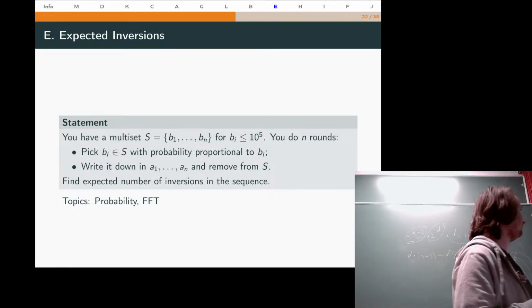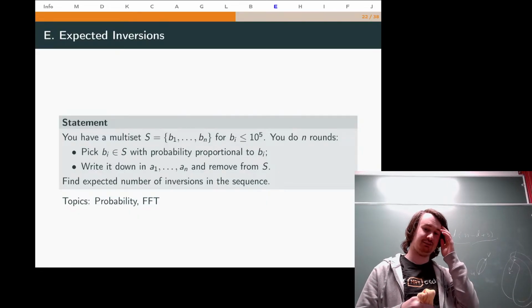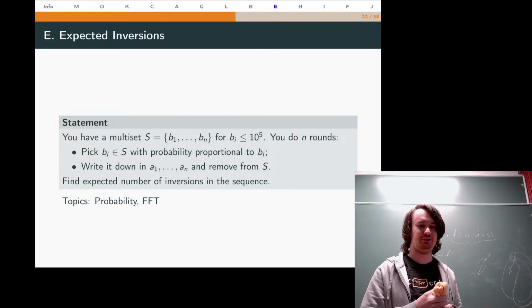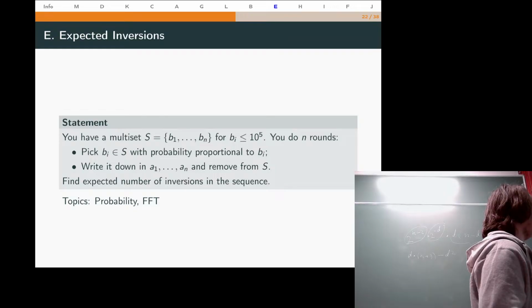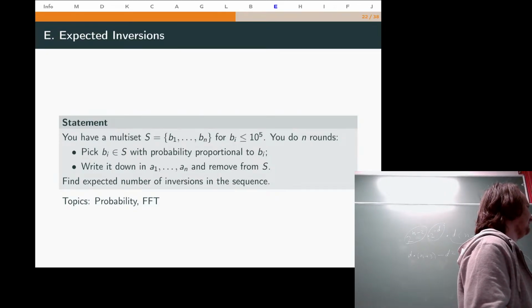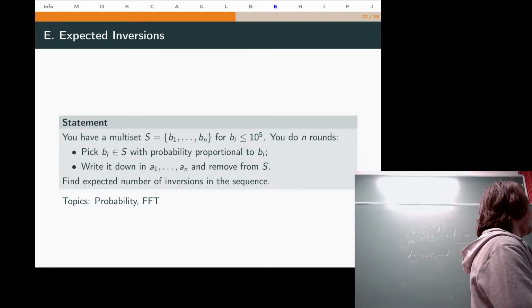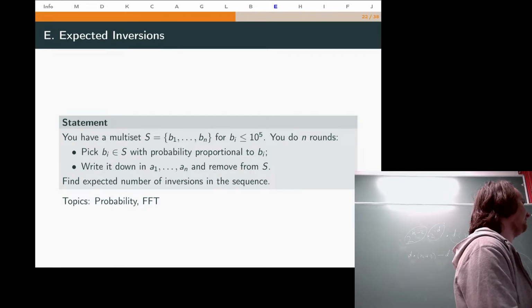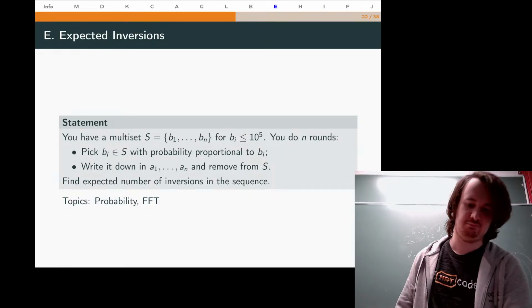So in this problem, we are given a multiset S that contains values b1, etc., bn, and we do n rounds. In each round, we pick some value bi, with probability proportional to bi itself. Then we write them down in a sequence and remove from S. After that, we are asked to find the expected number of inversions in the final sequence.